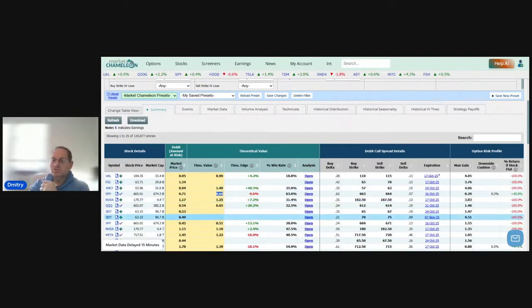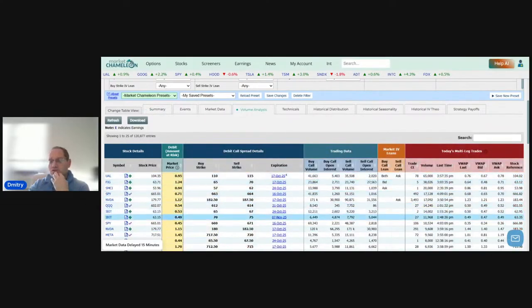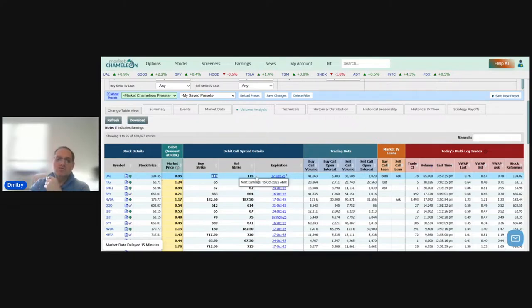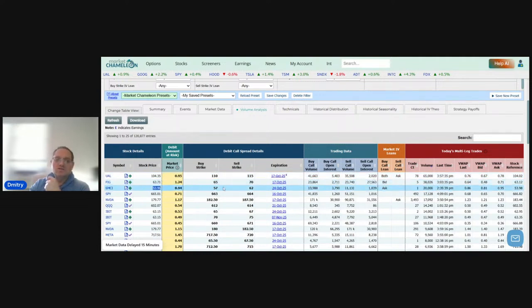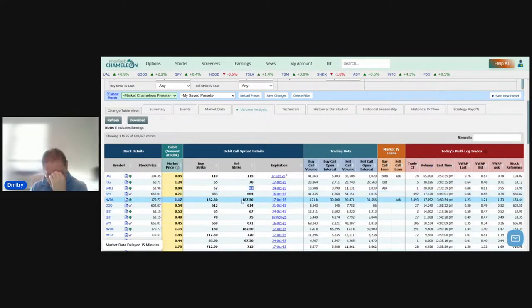Also, just as I'm noticing over here, most of these spreads look like they're out of the money call spreads, right? So here we could see where the stock price is, 104.35, which is below the 110, 115 strike; 63.71 below the 65.70 strike; 53.96, 57.62 strike. So a lot of these are upside out of the money call spreads that have the biggest volume in our call spread screener.